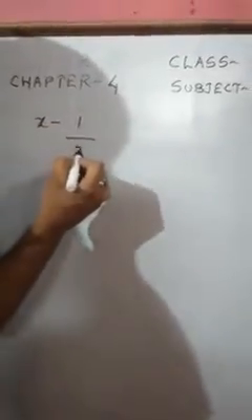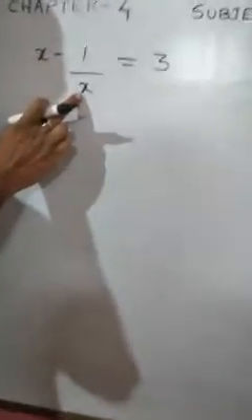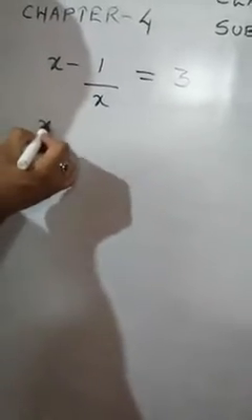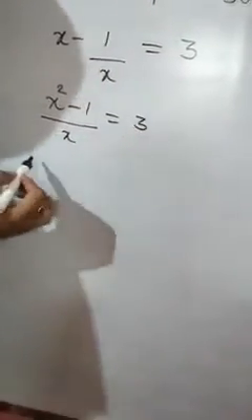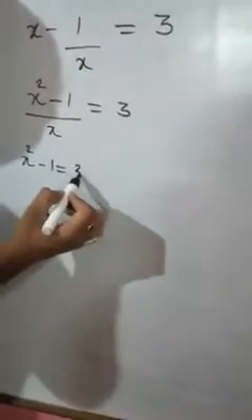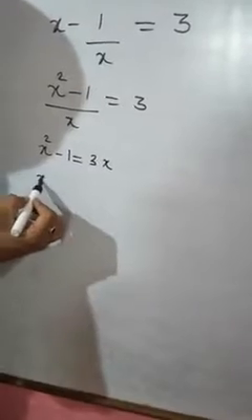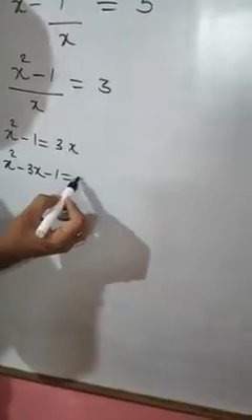x minus 1 upon x is equal to 3. Now what we will do here, we will first take the LCM. So when I take the LCM of x, it is going to become x square minus 1 upon x equal to 3. Now this 3 I will multiply with the x, so it is equal to 3x. Now I transpose the terms and arrange in the form of a quadratic equation. 3x will come to this side and will become negative: x square minus 3x minus 1 is equal to 0.